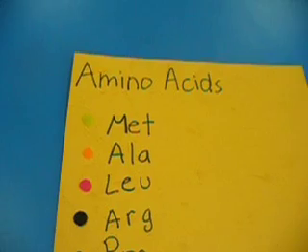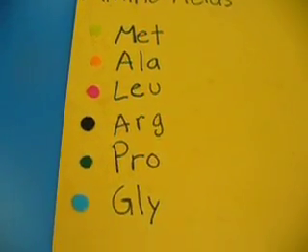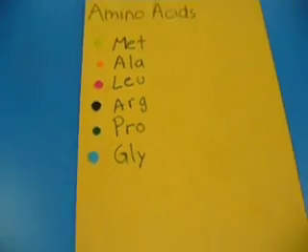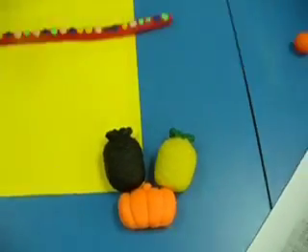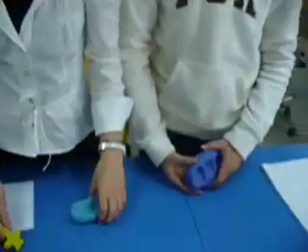Different colors represent the different amino acids. In total, there are 20 amino acids, but today we're only using 6. One of the many processes in translation is initiation. It is where special steps are needed to start the process of translation. Initiation is where translation begins.